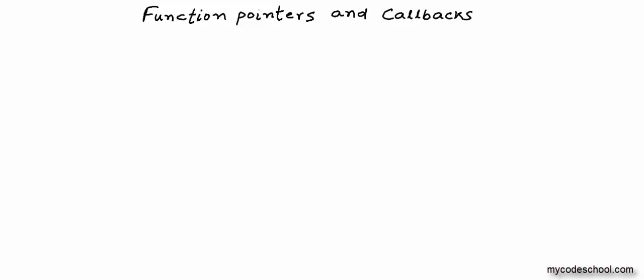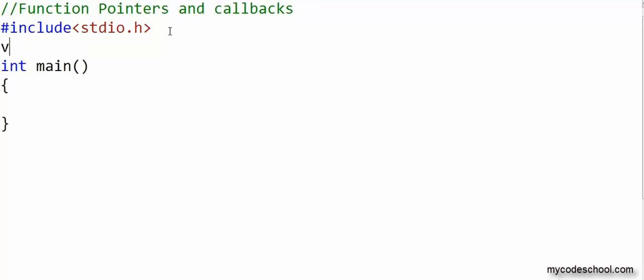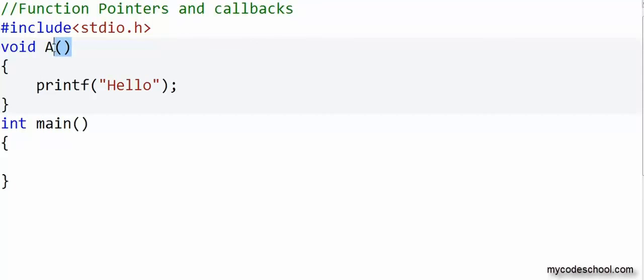All the use cases of function pointers are around this concept that function pointers can be passed as arguments to functions, and then a function that would receive a function pointer as argument can call back the function that this pointer will point to. To explain this better, I will have to write some code. First of all, I'm going to write a simple function named a. This function takes no argument, returns void, and simply prints hello on screen.